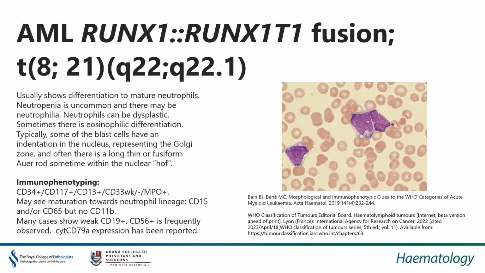Now we know that in those cases of the t(8;21) RUNX1::RUNX1T1 translocation fusion, when we look at the morphology of the cells, the neutrophils can be somewhat dysplastic, there can be some eosinophilic differentiation, but the blast cells usually have an indentation in the nucleus representing the Golgi zone, and there is often quite a long, thin Auer rod, sometimes fusiform, and you can see that quite nicely here, a very single, slim, slender Auer rod running through the cell.